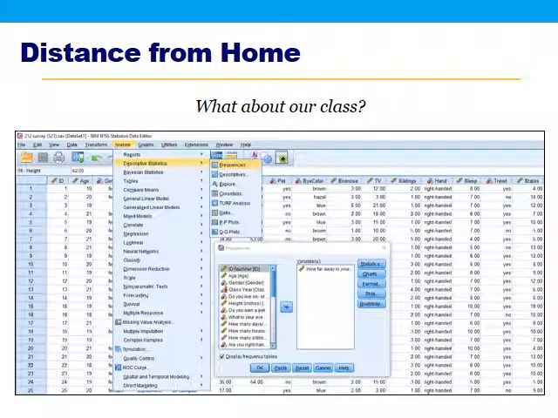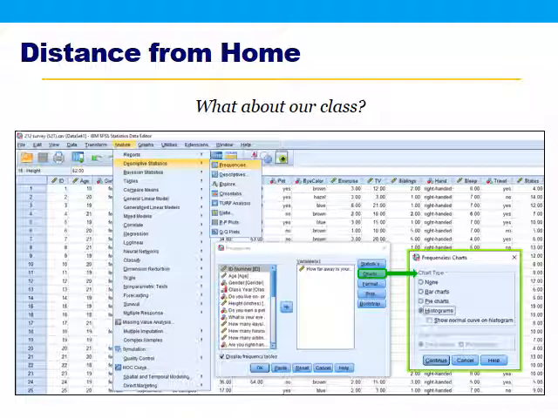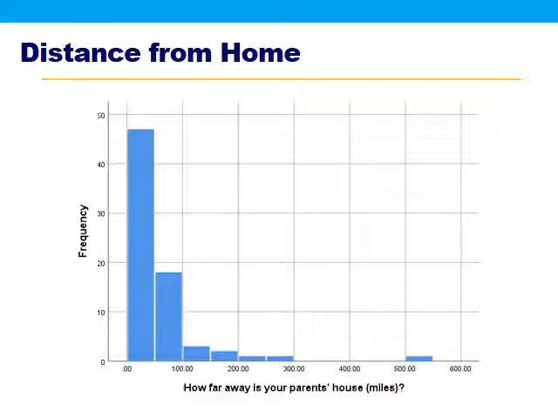As a quick reminder, if we want to use SPSS to generate a frequency graph, a histogram in this case, we're going to go to Analyze, Descriptive Statistics, Frequencies. We're going to select the variable that we're interested in, which in this case is how far away your parents' house is from campus. We're going to click on the Charts button and select histograms, because the distance between campus and your parents' house is a continuous variable. When we ask for the histogram, we're going to see that our class data looks like this.